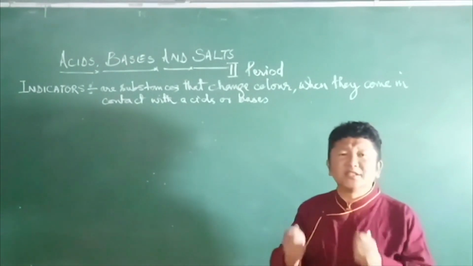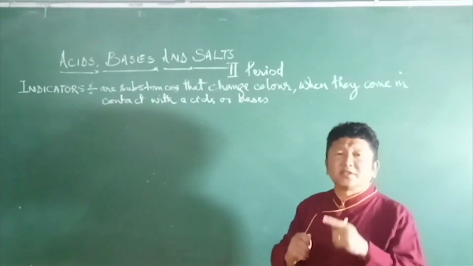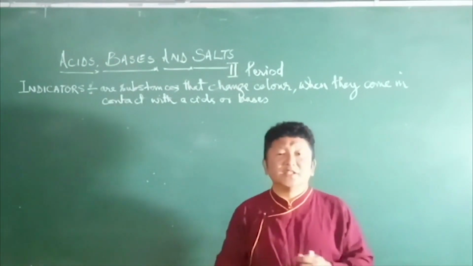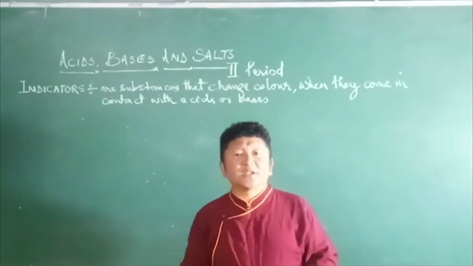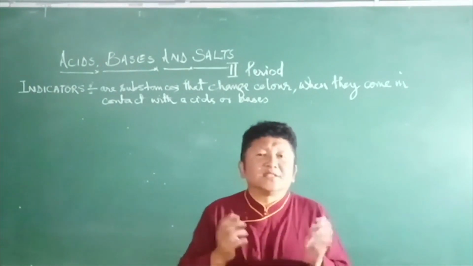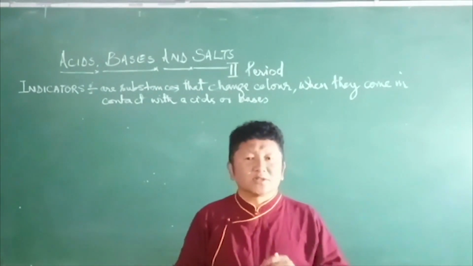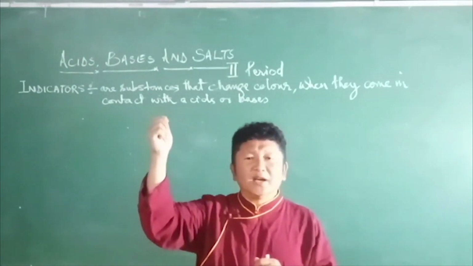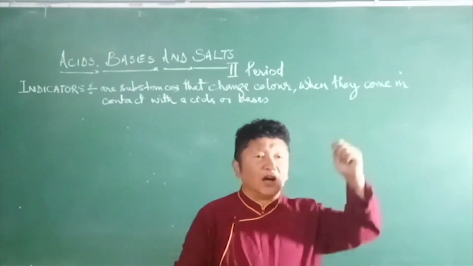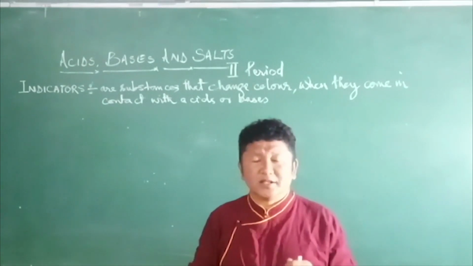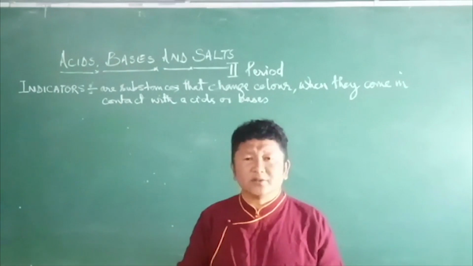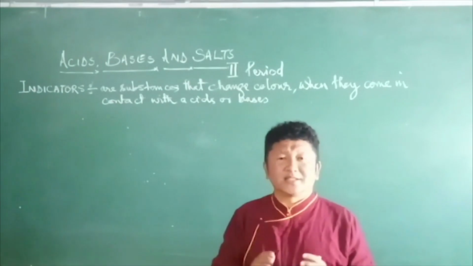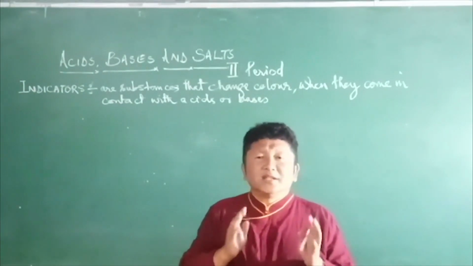Substances which change color to indicate that the substance is either acid or base. The color change indicates the range, whether it is acid or base. The substance in which the color change happens, we call it indicators.